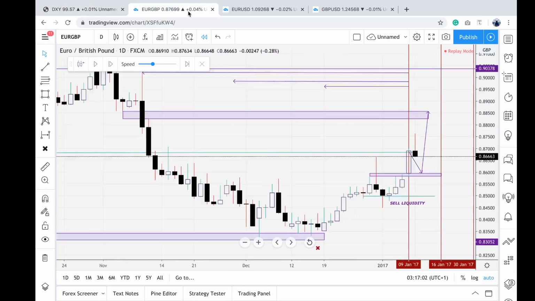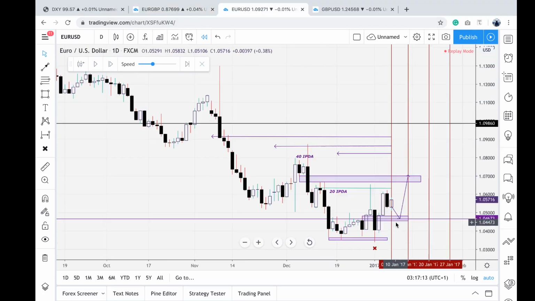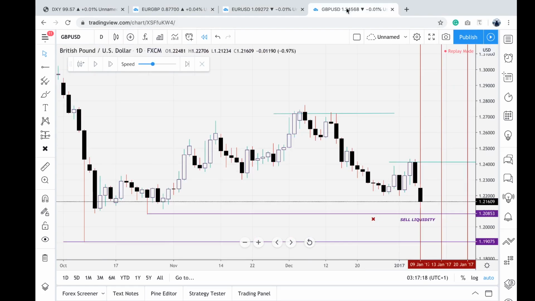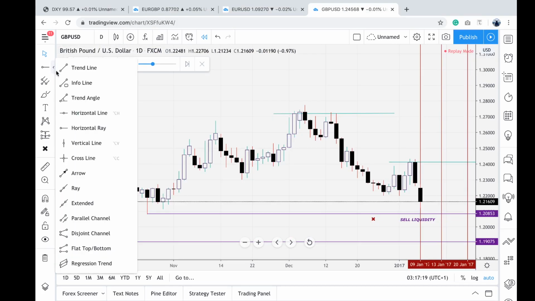DXY stalling, no real change in price. So that would have been a no trade, as DXY didn't do anything. Our criteria to take a buy on Euro USD is for price to get to this level. Pound USD, same criteria for us to take a buy.